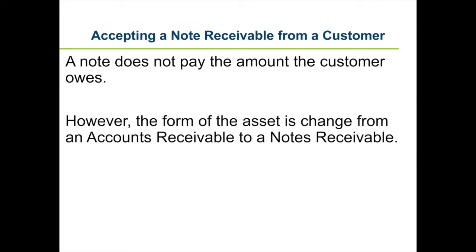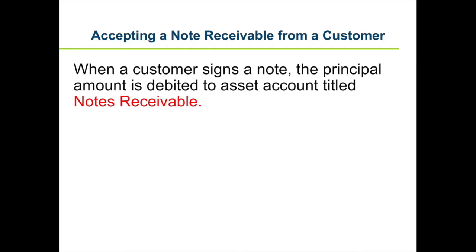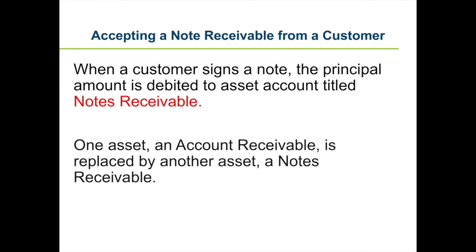Notes provide an advantage over oral promises and accounts receivable or payable. The note is a written confirmation of the amount owed that provides a business with legal evidence of the debt should it be necessary to go to court and collect. When a customer signs a note, the principal amount is debited to an asset titled notes receivable. One asset, accounts receivable, is replaced by another asset, notes receivable. Like accounts receivable, notes receivable is an asset with a normal debit balance.